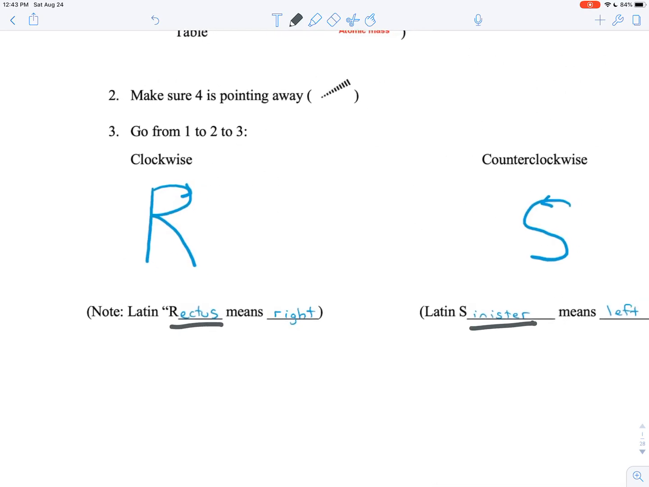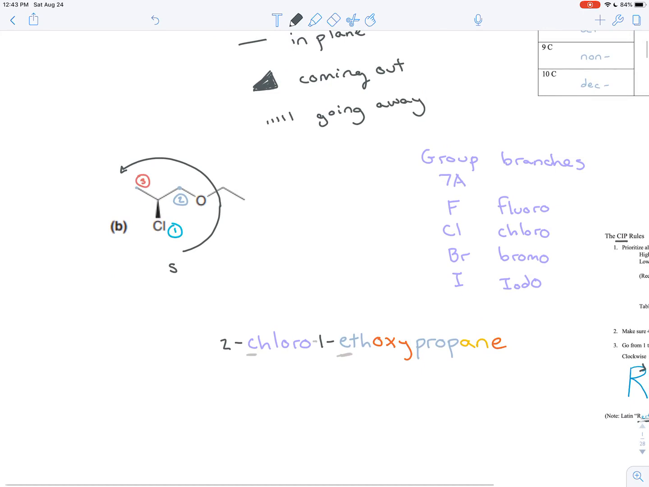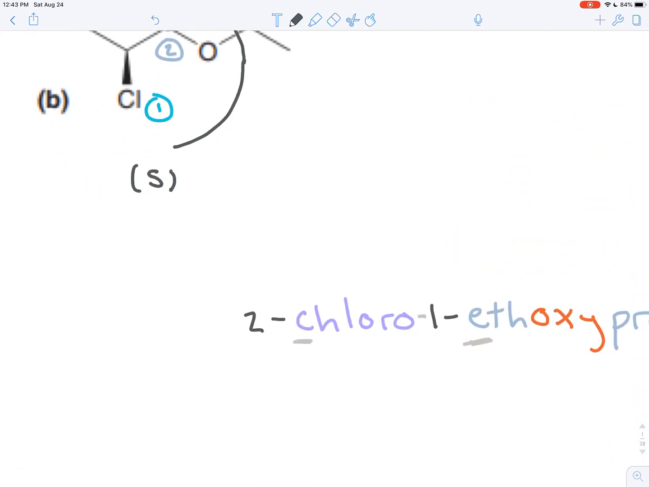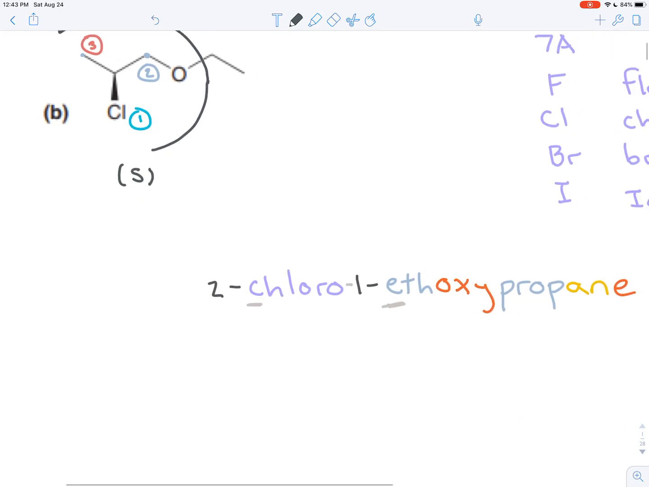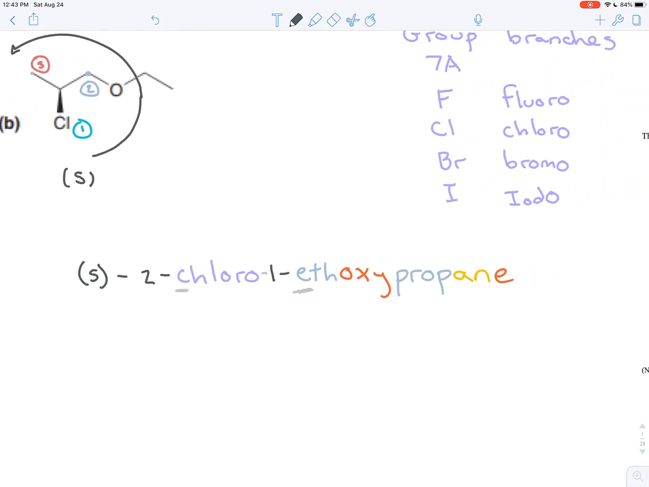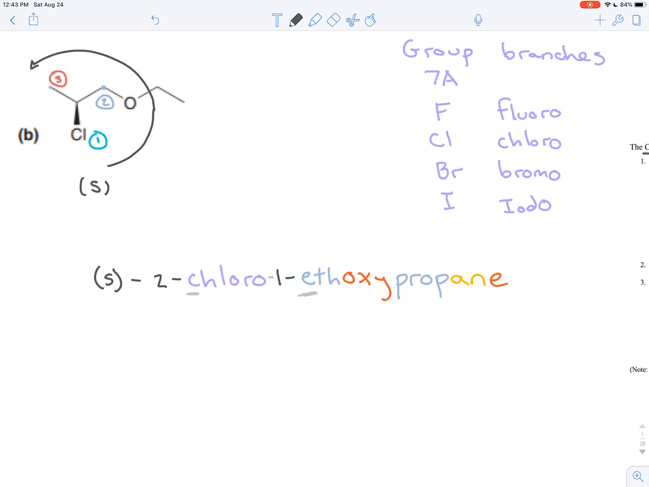You can remember which one is which, because if you go from the top to the bottom of an R, you have to go clockwise. If you go from the top to the bottom of an S, you have to go counterclockwise. So here we went counterclockwise, and this was S, or a left-handed chiral center. The stereochemistry always goes in the very front of the molecule, so you'd have an S there, and always between letters and numbers goes a dash. So the name for this molecule would be S-2-chloro-1-ethoxypropane.